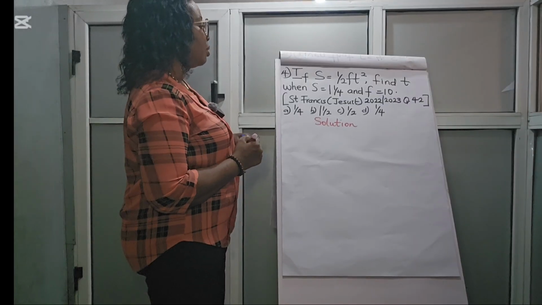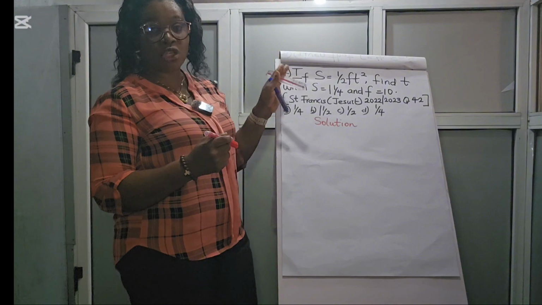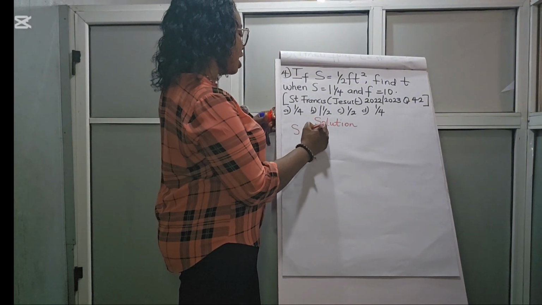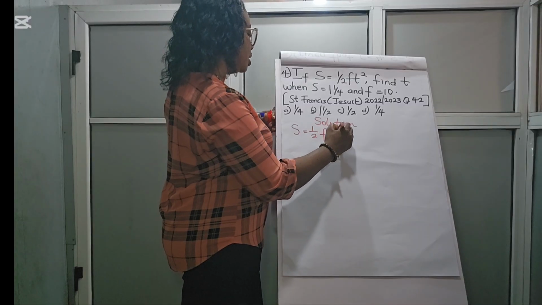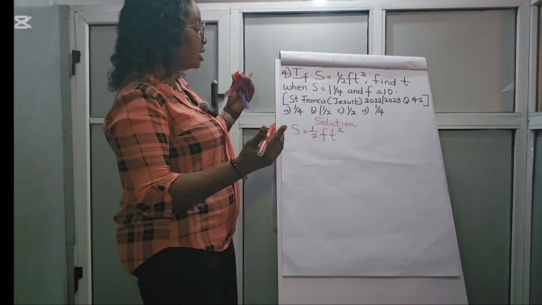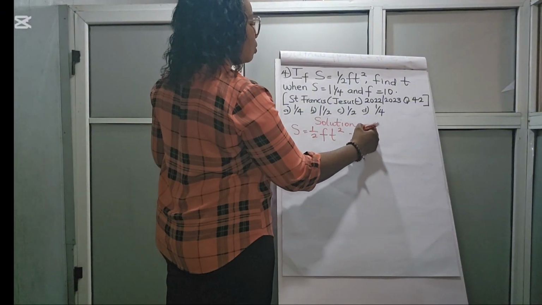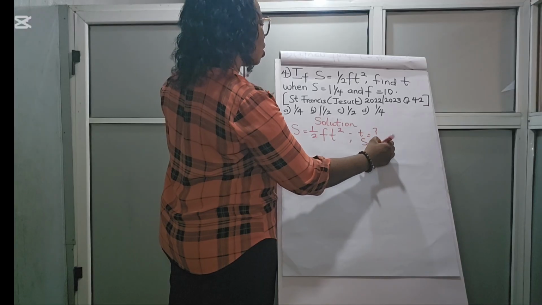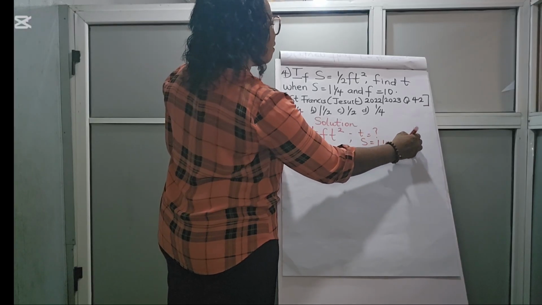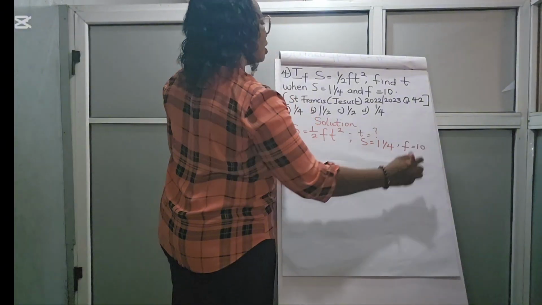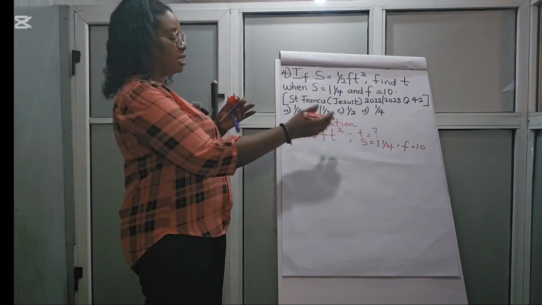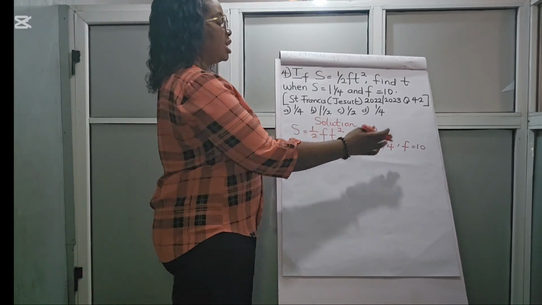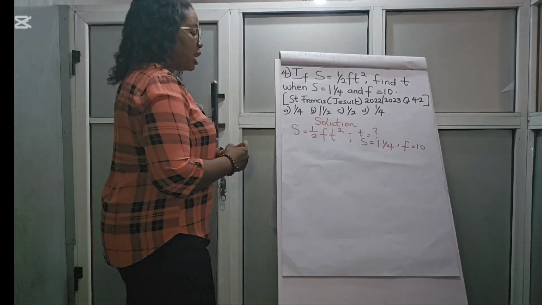So our solution, this is a typical question on substitution in algebra. And we're going to write out the question which says, if S is equal to half ft squared, we're asked to find T. So we do not know what T is, but we have S to be equal to 1 whole number 1 over 4, and we have F to be equal to 10. So this question says we should find T. So we're going to be substituting S for 1 whole number 1 over 4 and substituting F for 10. We'll do that first of all.